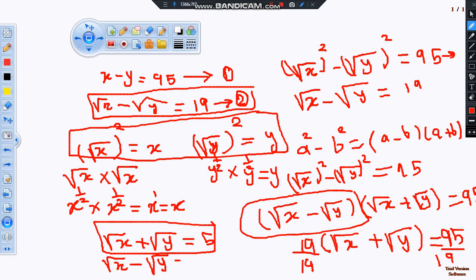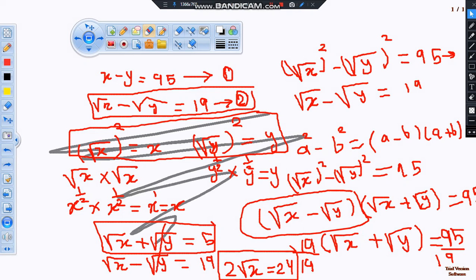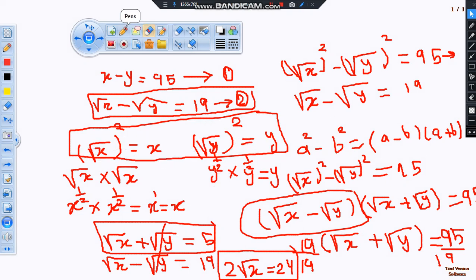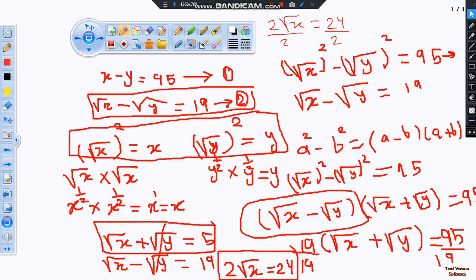Here I'm going to cancel this one with this one, and the square root of x plus the square root of x will be 2 times the square root of x, which equals 24. Divide by 2 on both sides, so the square root of x equals 12.